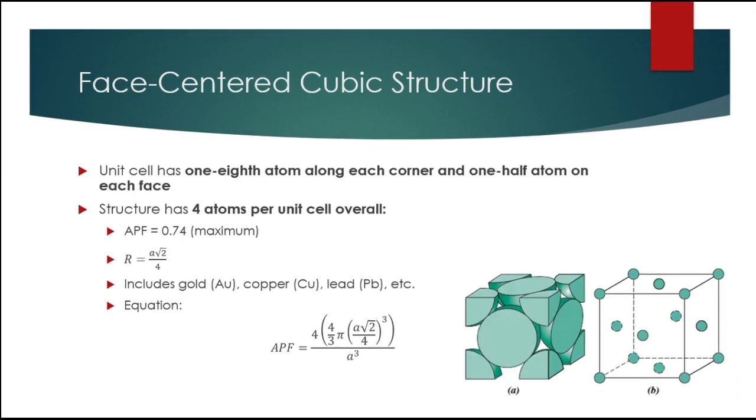The last of these structures is the face-centered cubic structure. This unit cell has 1/8 of an atom along each corner and 1/2 atom on each face. The structure has 4 atoms per unit cell overall and has an APF of 0.74, which is actually the maximum that can be achieved according to the hard sphere model and trying to arrange these sphere portions into the unit cell. The radius is defined as being the unit cell edge length times the square root of 2 divided by 4, and this is found within elements such as gold, copper, lead, and other elements of similar atomic radii. The structure is defined on the bottom right of the slide as such, and the APF formula is shown below.